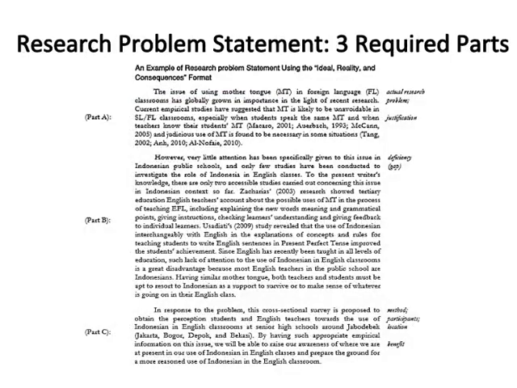Research problem statement. Three required parts. In Part A, the actual research problem and its justification will be explained in paragraph 1. In Part B, the deficiency gap will be elaborately explained based on past studies in paragraph 2. In Part C, the method, participants, location and benefits will be explained in paragraph 3.